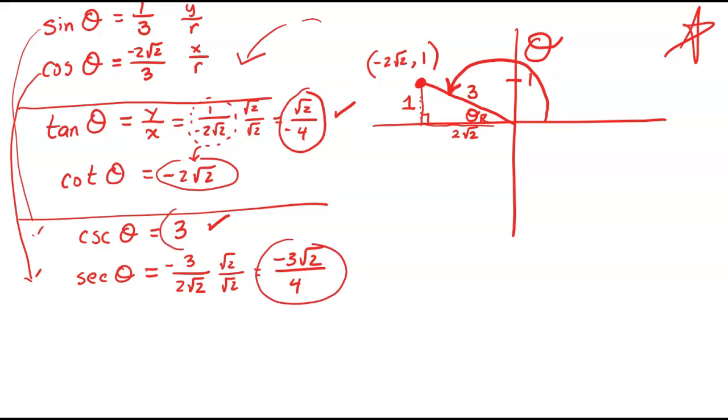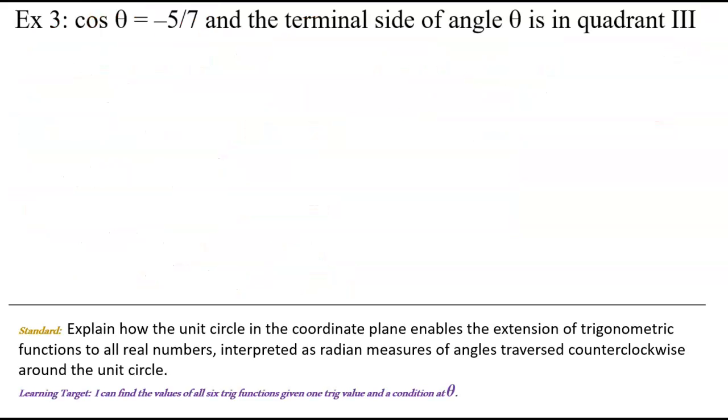And done. So I was given one trig value and enough information to determine where theta lives. And once I know where theta lives, I know the sign of the x value. I did not know x. All right, I knew y and I knew r. I had to find x. But because we were in the second quadrant, my x coordinate was negative. That's where most of the mistakes happen. Okay, so let's try another one.